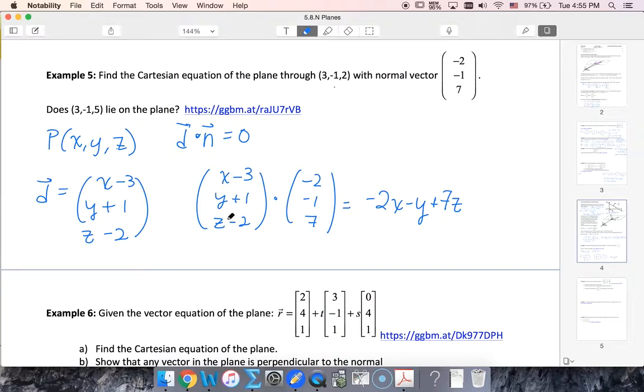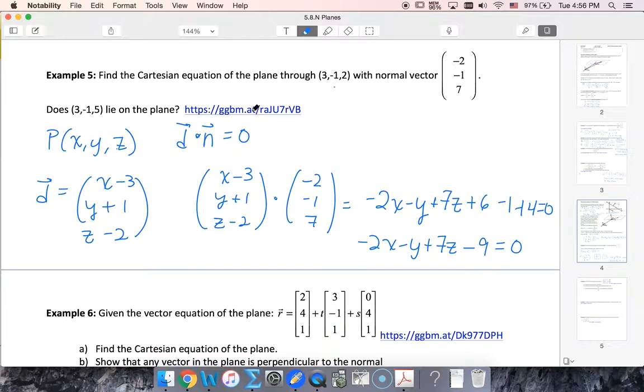And now I'm going to go back and do all of these. -3 times -2 is plus 6 minus 1 minus 14 equals 0. So -2x minus y plus 7z, 6 minus 15 is minus 9 equals 0.